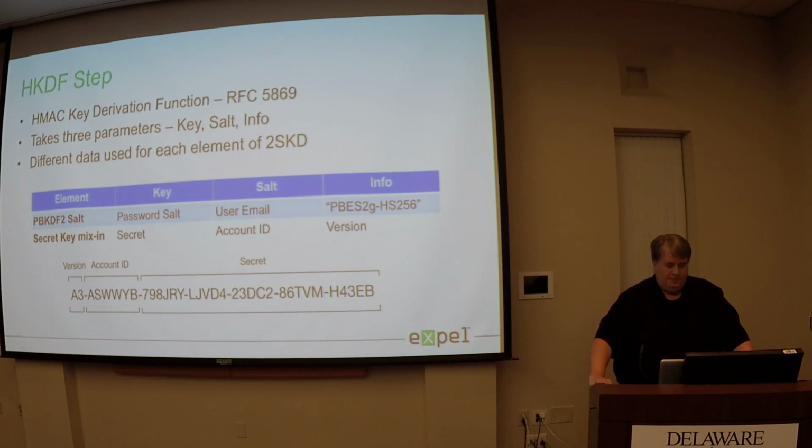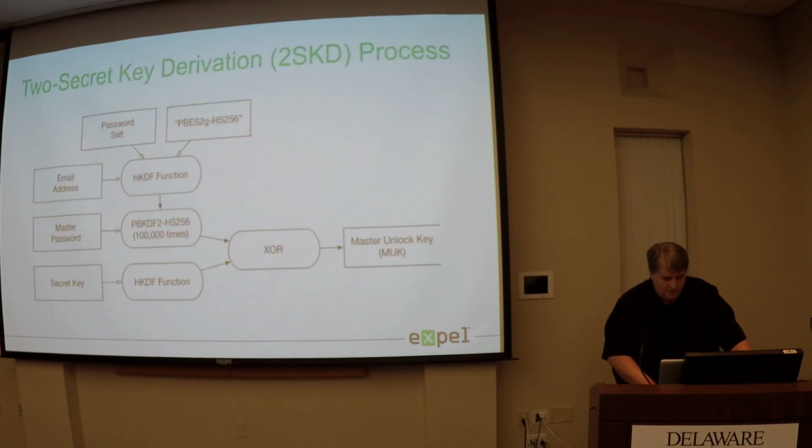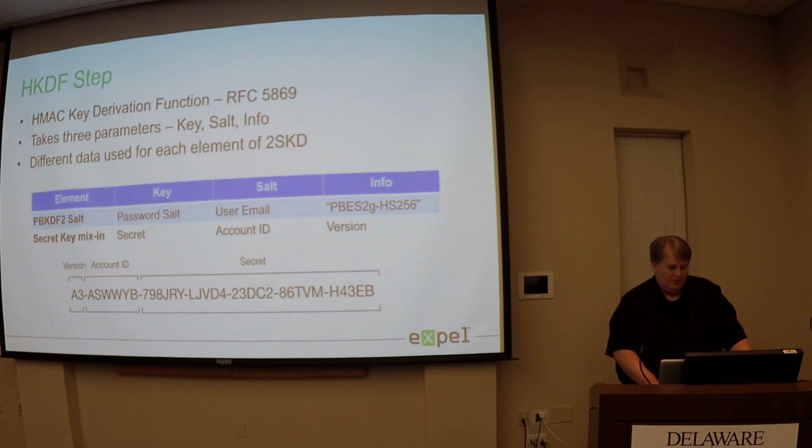The HKDF step, it's the HMAC key derivation function. There's a specific RFC for it. It takes 3 parameters, and then this describes the different parts of the parameters. So for the first part, you saw here the email address, the salt, and that algorithm name get kind of put together. The key is the salt, the salt is the email, the info is that extra bit there at the end.